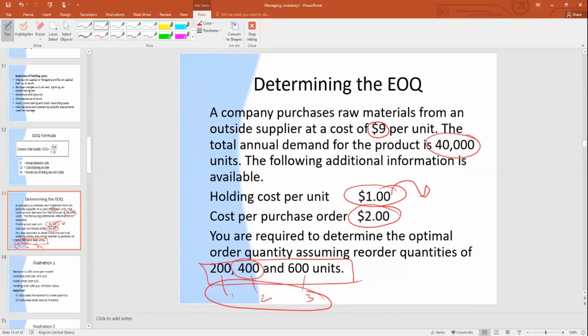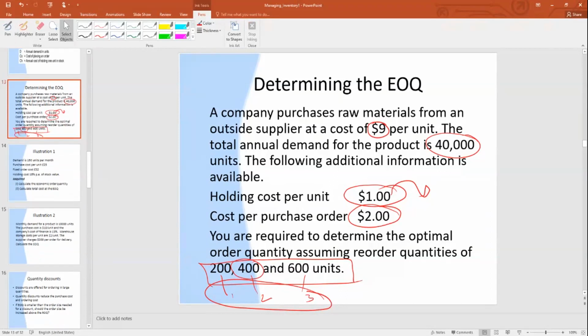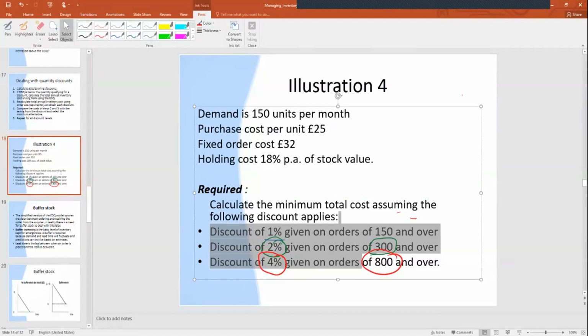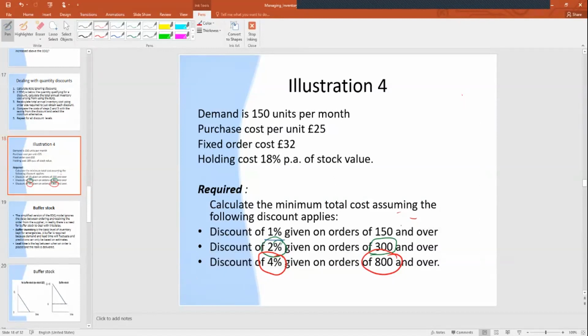So that is the case when we are dealing with EOQ. Now, let me just go back to the question we are trying to attempt. In this example, the discounts are based on quantity. You're getting the discount based on the quantities here. How many units of inventory are you buying from the supplier?